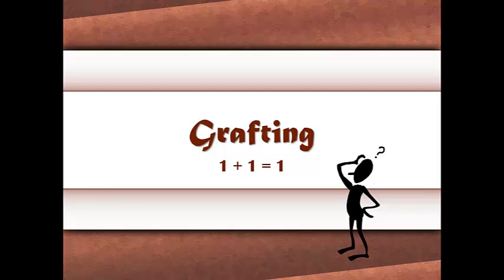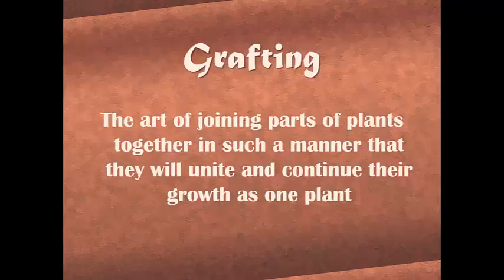In the next few mini lectures, we'll be covering grafting, the process by which we take two plants and combine them into one. So here's your official definition of grafting. It's the art of joining parts of plants together in such a manner that they will unite and continue to grow as one plant. Now, grafting is a type of asexual propagation.